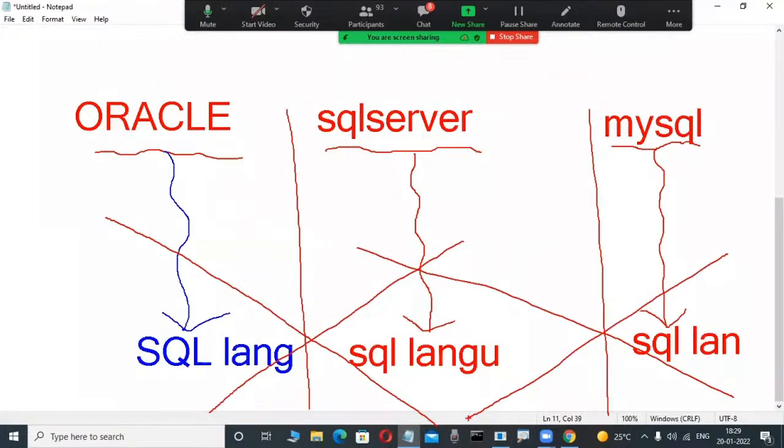Maybe on your academic side, in DBMS theory or some projects, you learn with small databases. In that, there are commands like insert, update, delete, select in the SQL language, and those commands may be the same. That's why you are thinking they are the same. But unfortunately, these are totally different. All these SQL languages are different, not the same.